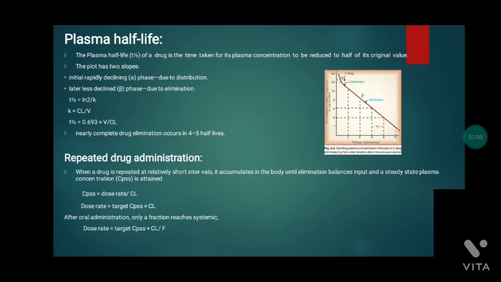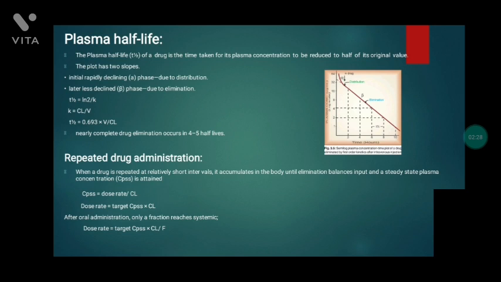The plot has two slopes. Initial, rapidly declining alpha phase is due to distribution. Later, less declined beta phase is due to elimination. T half is equal to ln 2 by K. K is equal to Cl by V. T half is equal to 0.693 times V by Cl. Nearly complete drug elimination occurs in 4 to 5 half-lives.